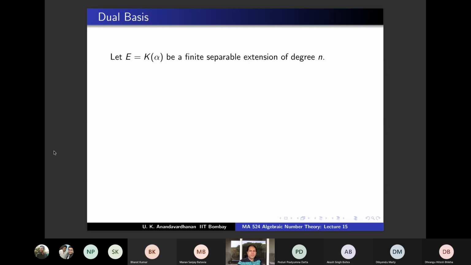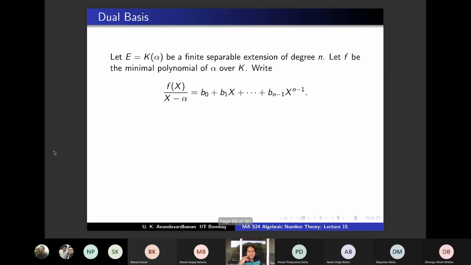What is the dual module? Before that, as you know, the dual module has a close relationship with the dual basis. So here is a very nice result about the dual basis. Suppose you have a finite separable extension. Then of course by the primitive element theorem, there is one element which generates it, so we can call it K(alpha). Since you have this distinguished element alpha, you can look at its minimal polynomial. Let's call it F. F is the minimal polynomial of alpha over K.